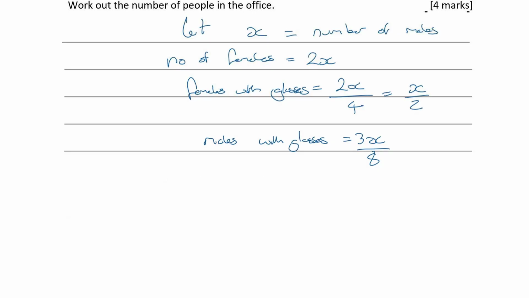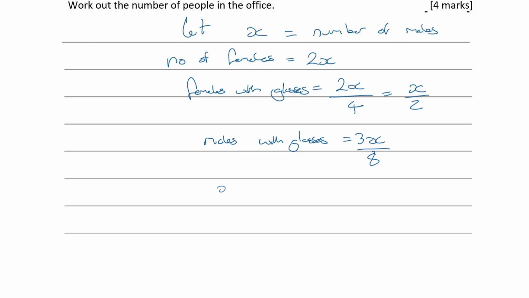And then we're told that 84 people in the office wear glasses. Now, the total number of people with glasses is going to be our females plus our males with glasses, aren't they? So our x over 2 females with glasses plus our 3x over 8 males with glasses is equal to 84 people with glasses. Okay, so what can we do with that? Well, if we get rid of the fractions by multiplying through by, we don't really want to multiply through by 8, it's too big.